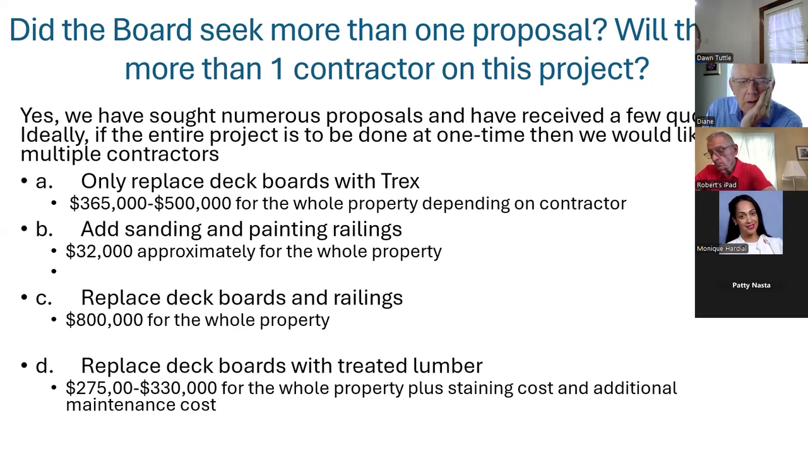Questions that came from owners: how much is it to only replace the deck boards with Trex? This quote is for the deck boards and the stairs. It's 365,000 up to 500,000, depending on the quote. If we wanted to add the contractor sanding and painting the railings, it's approximately $32,000 for the whole property. If we wanted them to replace the deck boards, the railings, basically everything, including the dividers on some of the units, it's 800,000 for the whole property. If we only replace the deck boards with treated lumber and stain, it's 275 to 330,000. But we need to remember there's an additional maintenance cost every year to maintain those, so it's not really the most financially responsible thing to do.